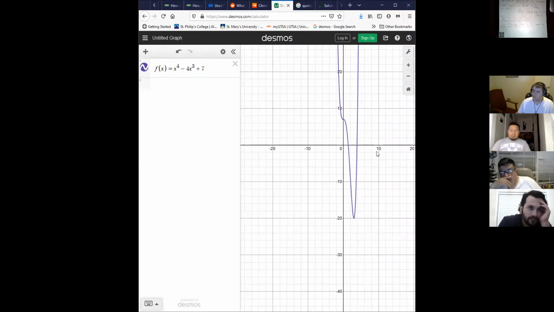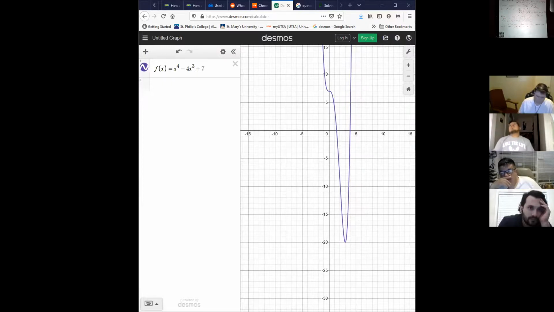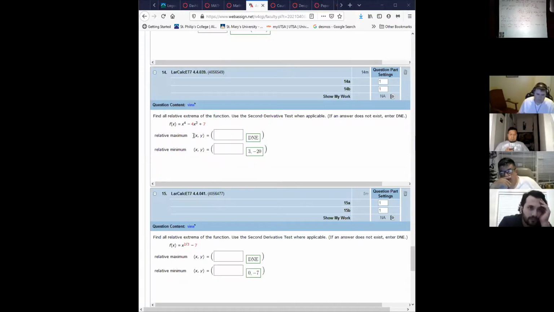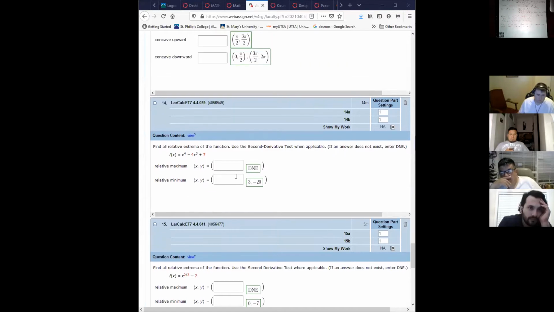Are there any questions on this problem? So there is no maximum. That's why they put does not exist. There's only a relative minimum. Don't be tempted to say there's a max at that inflection point. Okay.